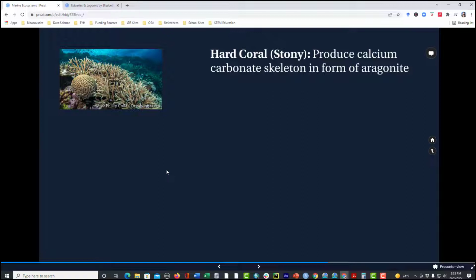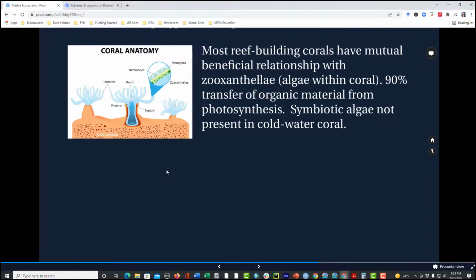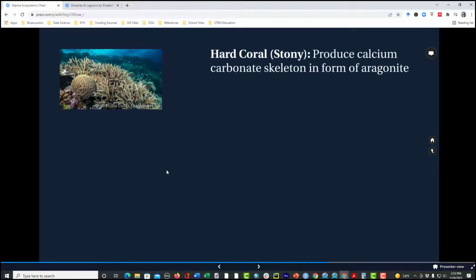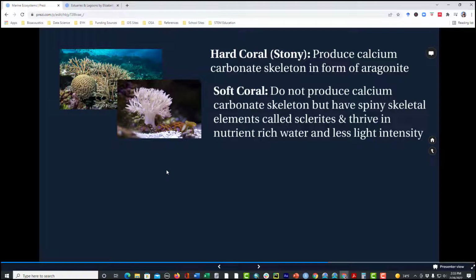Hard coral or stony coral is a coral that produces a calcium carbonate skeleton in the form of aragonite. We also find that there's soft coral, which does not produce a calcium carbonate skeleton, but does have spiny skeleton elements called sclerites, and they thrive in some of these nutrient-rich waters that have less light intensity. So we tend to find these in more of the deeper regions of the sea.